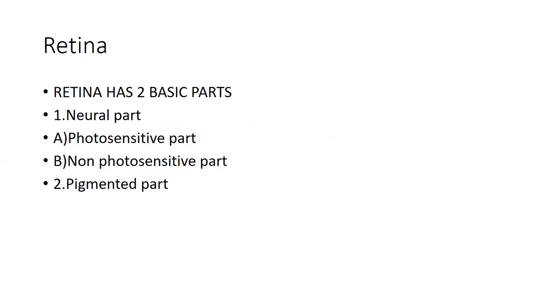Now, in this slide, I have told you about the different layers of retina, but we should know what the basic tissues present in these layers are. Retina has basically two parts, a neural part and a non-neural part. The neural part is again made up of a photosensitive part and a non-photosensitive part. In the photosensitive part, there are rods and cones, and in the non-photosensitive part, there are different types of cells that I will tell you about in the coming slides. And the pigmented part, which is the non-neural part, is made up of a layer of pigment epithelium.